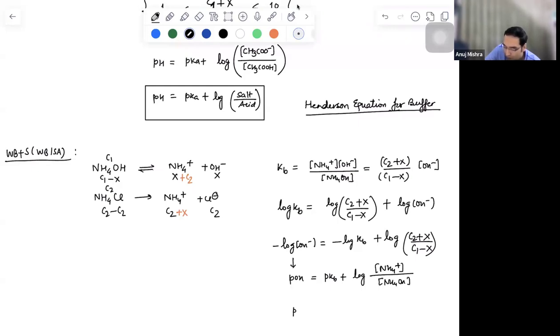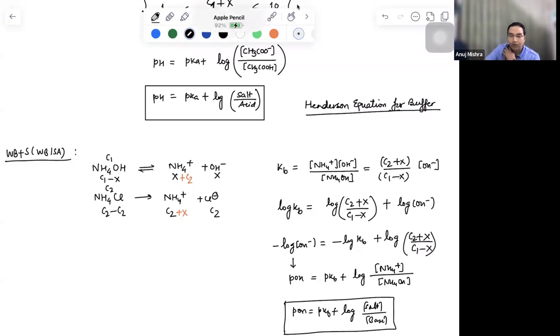So basically the general equation will remain the same. What is the only difference here? It is now salt and base. This is also the Henderson equation for a buffer for a base. How many got both equations? Understood both equations? Is it clear?